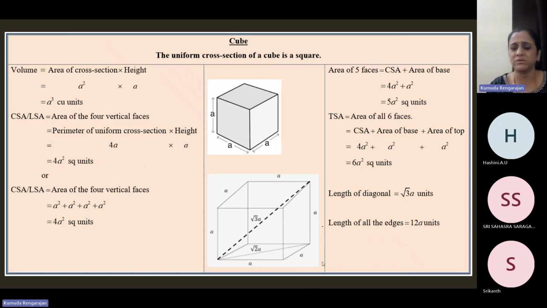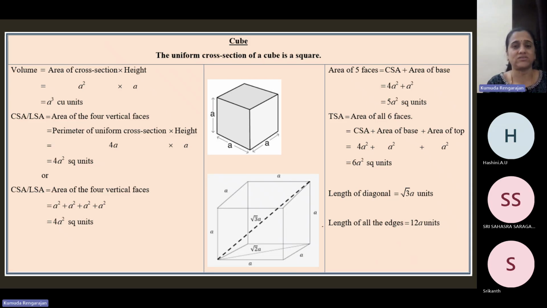Now, why should you remember this? Supposing you have a gift, you've wrapped it and you want to fasten the edges with a sellotape or maybe some decorative lace. You've got a gift for your friend. You've packed it. You want it to look more beautiful, so you want to decorate it. So you have a lace and you want to stick the lace along the edges of the cube.